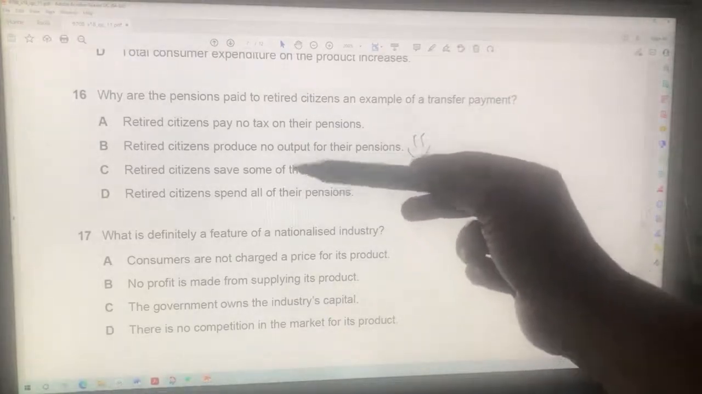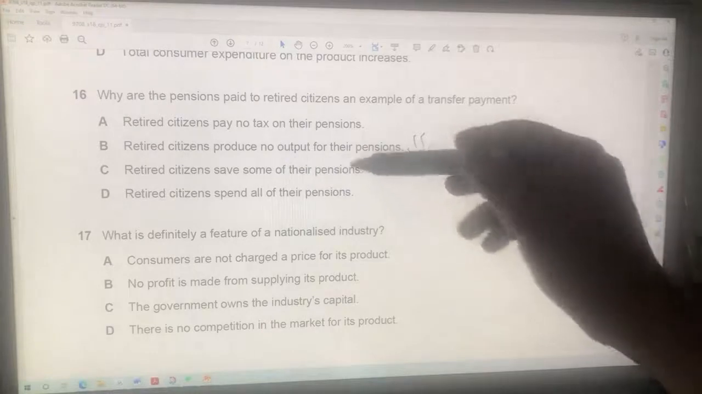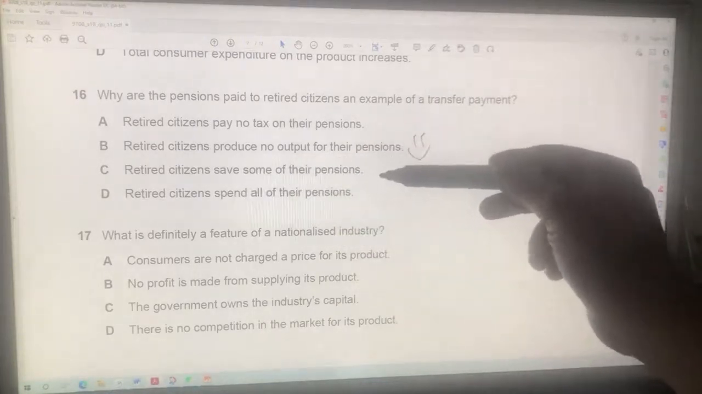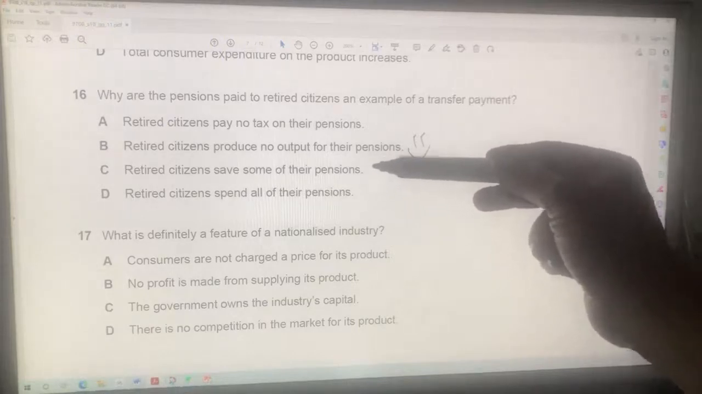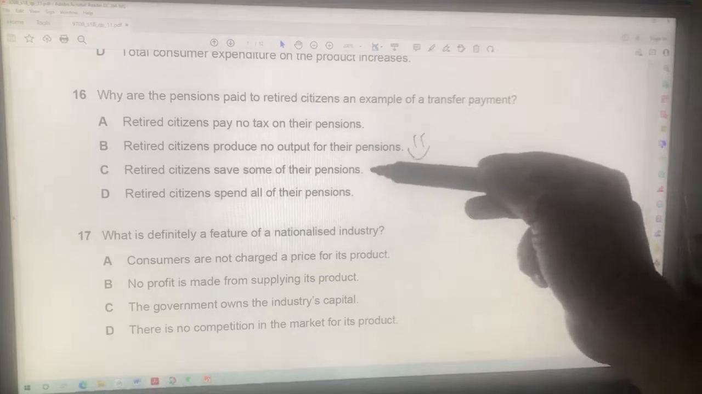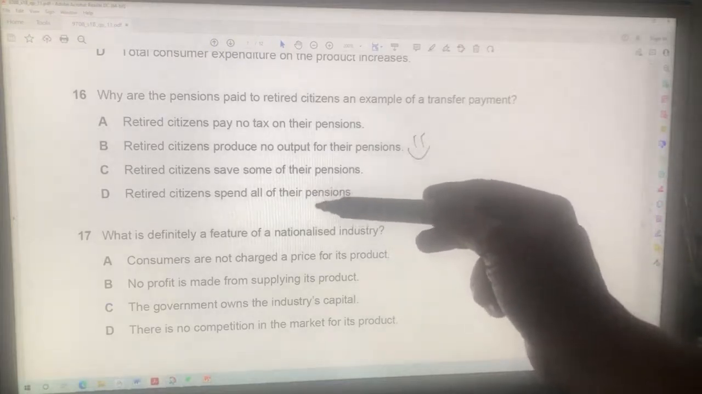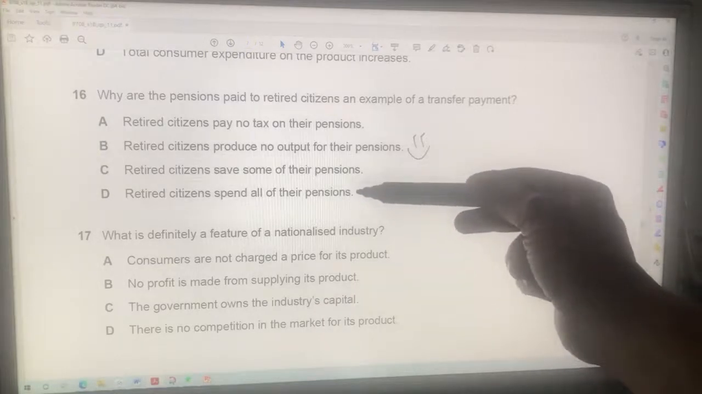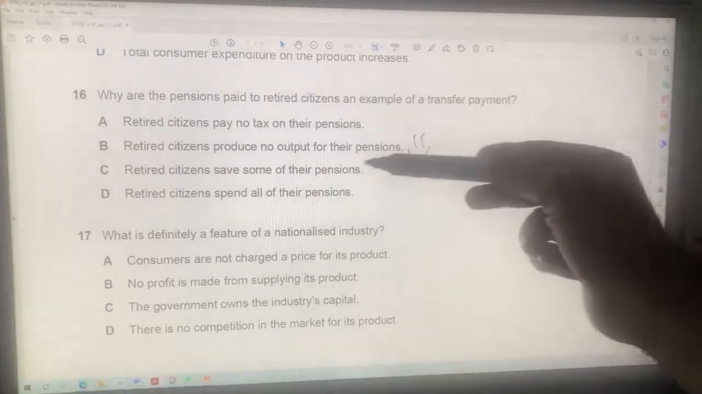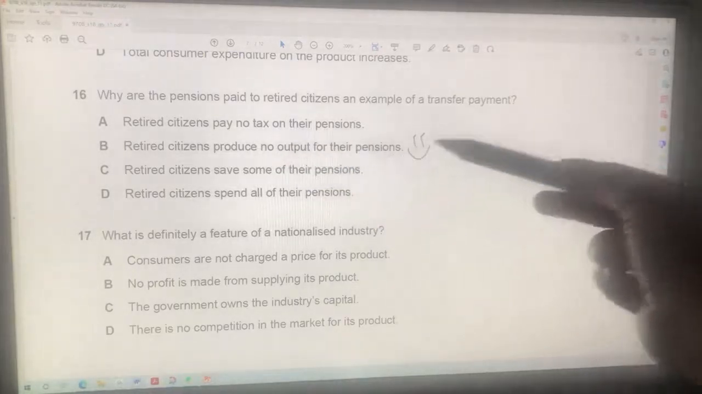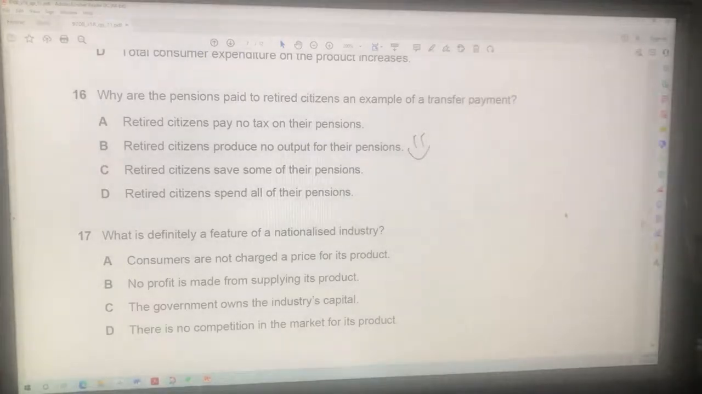C says retired citizens save some of their pensions. That's not relevant. Saving or spending is not relevant. You get paid, and that's not a pension and not a transfer payment, and you might save or spend some of it. D says because retired citizens spend all their pensions. No. It's because there's no exchange. There's no output in exchange for the pension. So the answer for 16 is B.